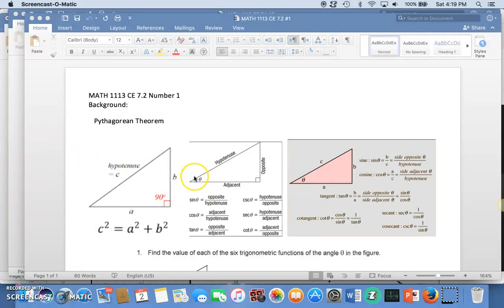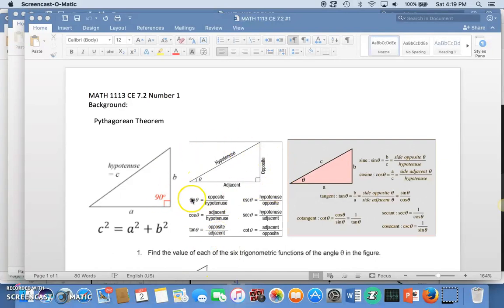Right here is the angle. And these are the 6 trig functions. Sine is opposite over hypotenuse. Cosine is adjacent over hypotenuse. And tangent is opposite over adjacent. These are sort of like the 3 main trig functions, and they each have reciprocals.